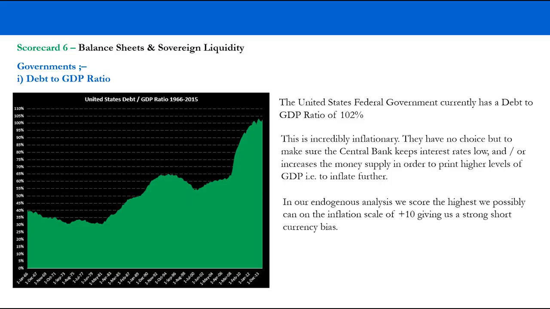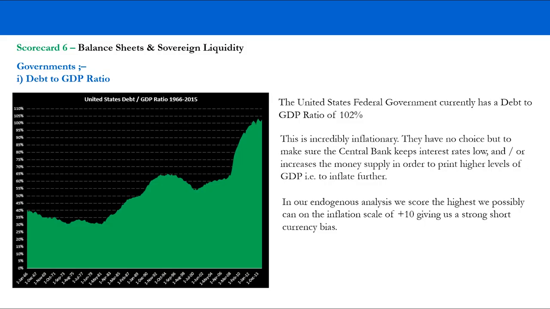You may have heard this term before in the financial markets or in economics if you've been around these circles, the term of inflating your way out of debt. Well, this is what we mean by that. The US is actually in this position. In our endogenous analysis, we score the highest we possibly can on the inflation scale of +10, giving us a very strong short currency bias.